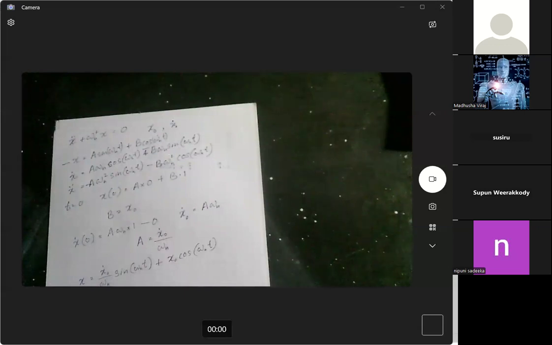Then how do you convert this one into that final format? x equals A cos or sine is much easier. Sine omega n t plus phi.